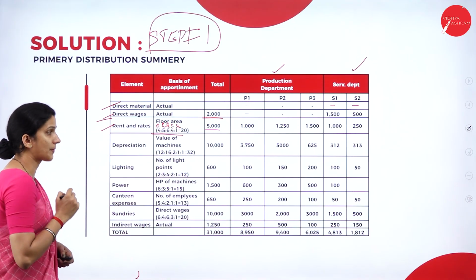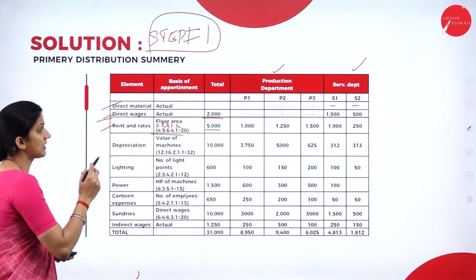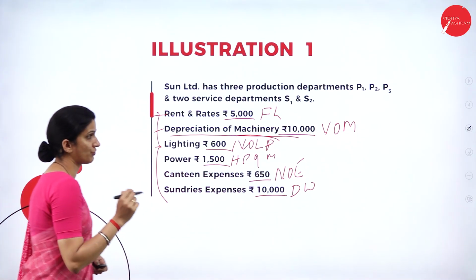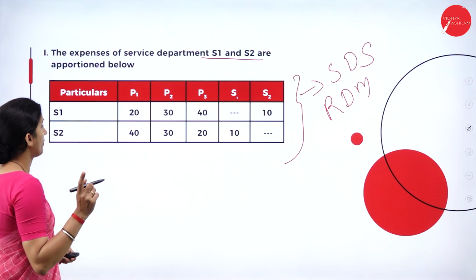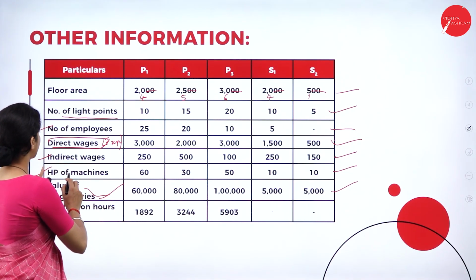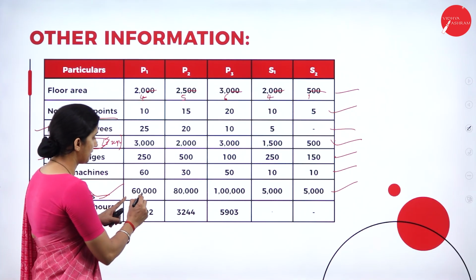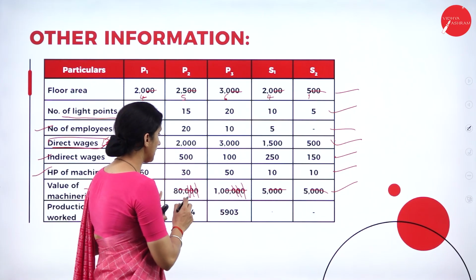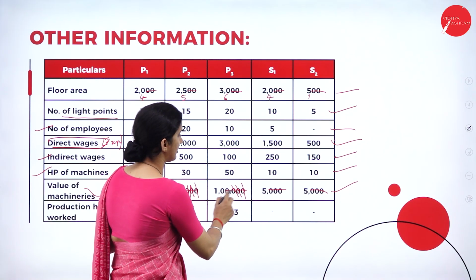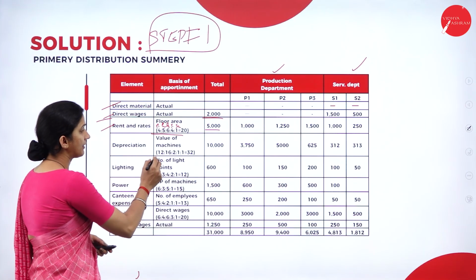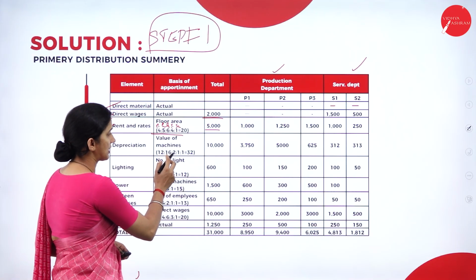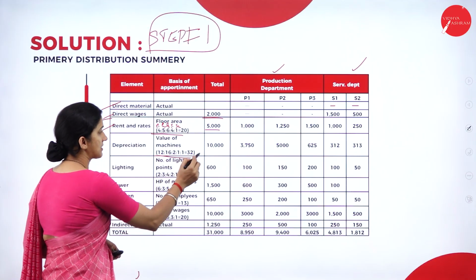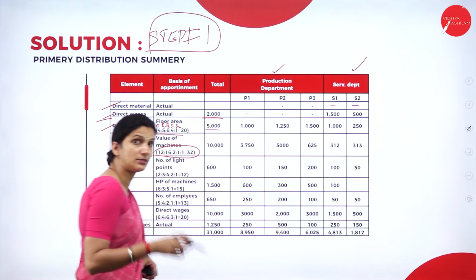The next we have is depreciation on machinery. So the basis is value of machinery. The depreciation of machinery is 10,000. For the value of machinery, to simplify the ratio, you can cancel 3 zeros from each department. So your ratio will be 800:100:5:5. Again we can simplify that one: 12:16:2:1:1. Total comes to 32. So this 10,000 in this ratio we are allocating to all the departments.